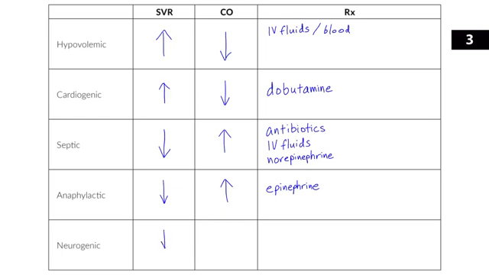You're going to see a decrease in both SVR and cardiac output. And again, the treatment here is to fill up the vascular space, so you give lots of IV fluids. And then with spinal cord injury, high-dose steroids are usually indicated to help reduce cord edema.